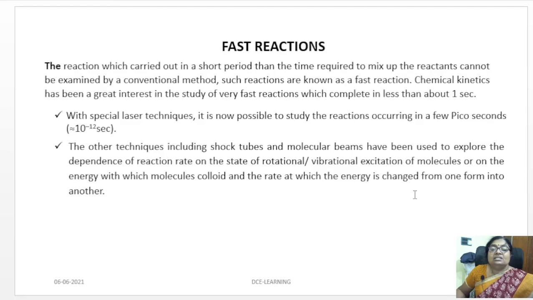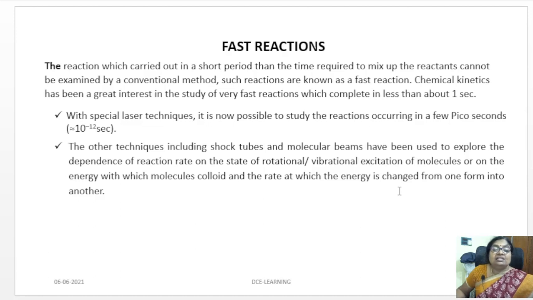Fast reactions, as we know by name, are reactions of chemical kinetics that take place in less than a fraction of a second. For a reaction carried out in such a short period, the time required to mix the reactants cannot be examined by a conventional method. Such reactions are known as fast reactions.